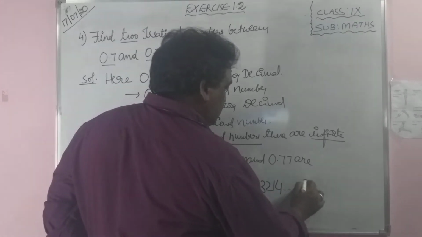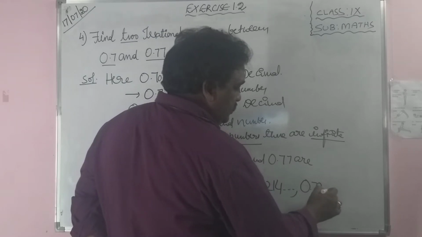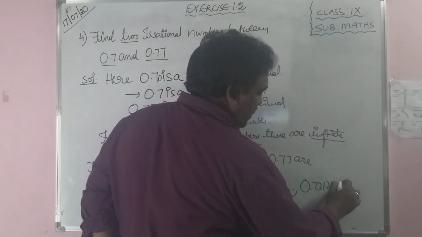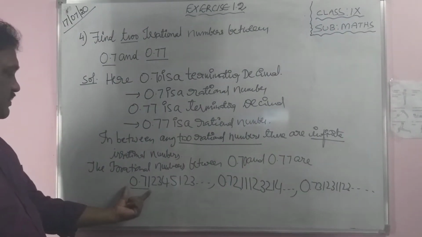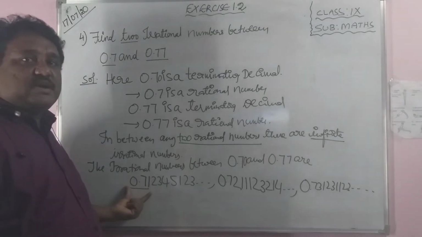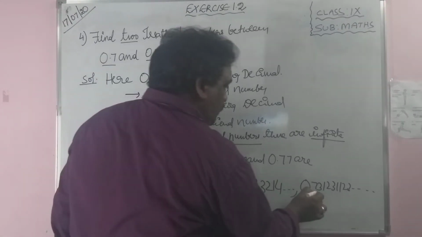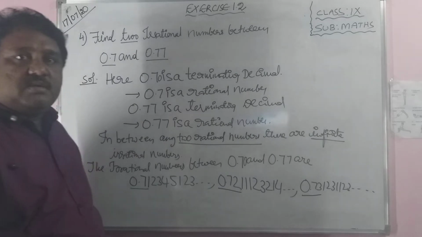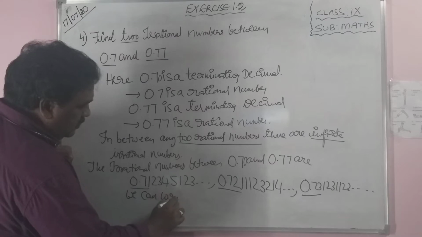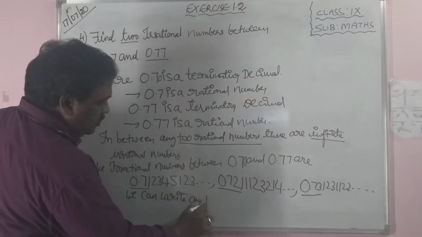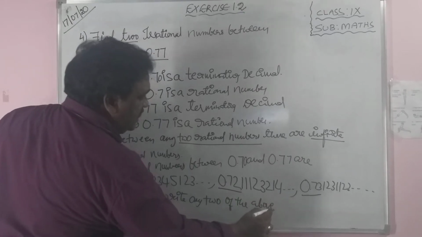With 0.73 also we can write so many, infinite. 0.73 1, 2, 3, and so on. Like that, so many are there. Starting with 0.71, infinite are there. With 0.72, infinite are there. With 0.73, infinite are there. Now we can write any two of the above.